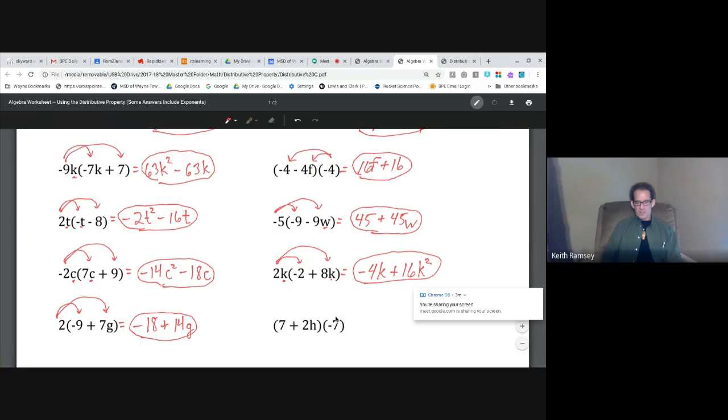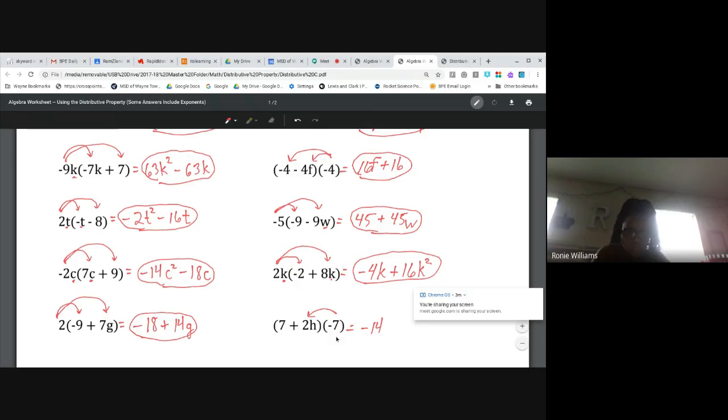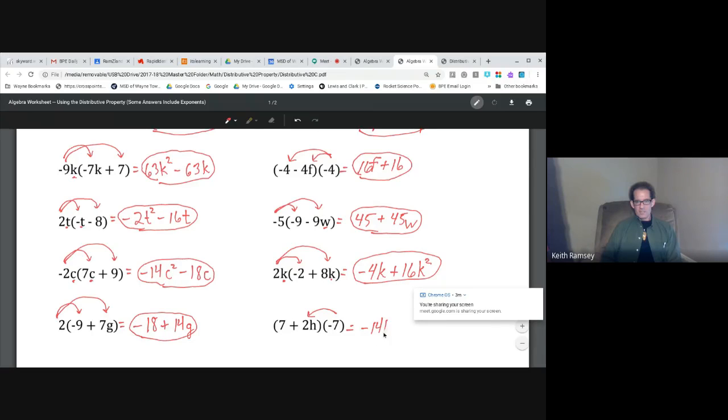Okay, and here the number that we're distributing is on the outside. That's okay. It's on the other side. Negative times a positive is going to be a negative. Negative 14. And there's only one h there, so negative 14h. Negative 7 times positive 7. Here the signs are different, so I have to write negative 49. And I check for like terms. This one has an h, and this one doesn't have an h, so I can't combine negative 14 and negative 49. I just leave it like that.